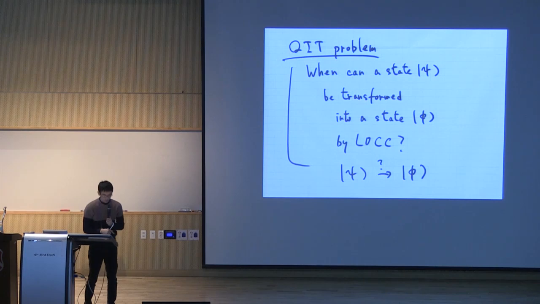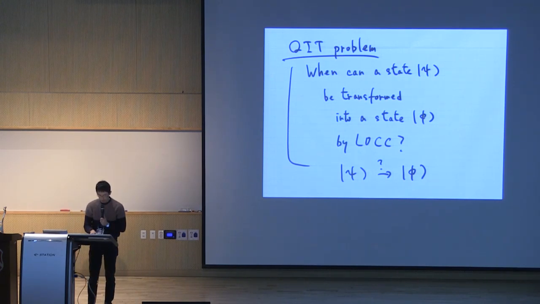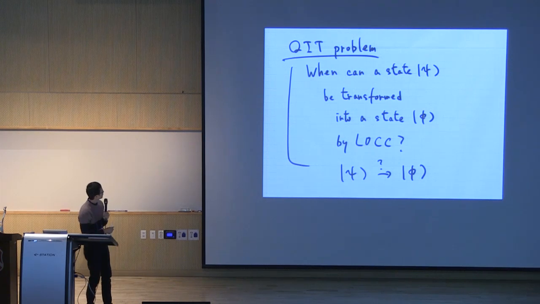And so we have seen that, thanks to Nielsen's majorization theorem, we can answer this question. Given two pure bipartite states, psi and phi, when can psi be transformed into the other state phi by only using LOCC, that is, the quantum operations you can use?